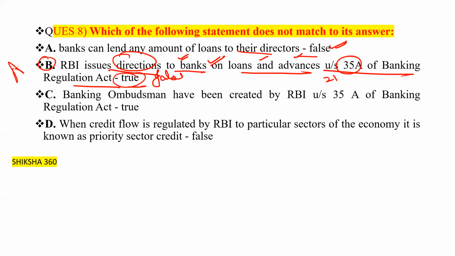So this one is our answer because they are asking which one of the following statements does not match to its answer. So option number B is the correct answer here, clear. This statement they have given is false, but they have shown it to be true. If they were mentioning 21, that would be correct. Here they are mentioning 35A, so this one is wrong. So option number B is the answer here.